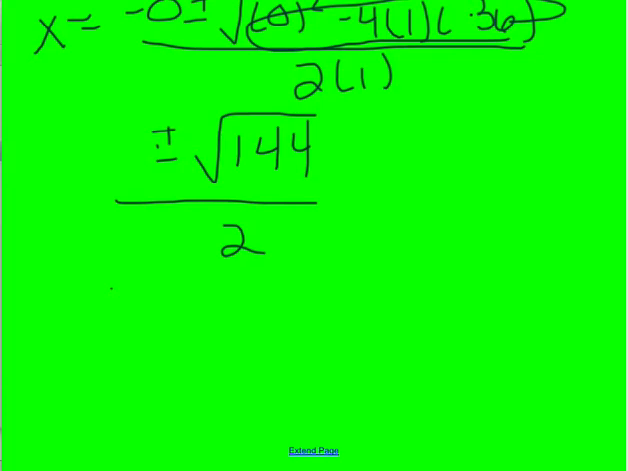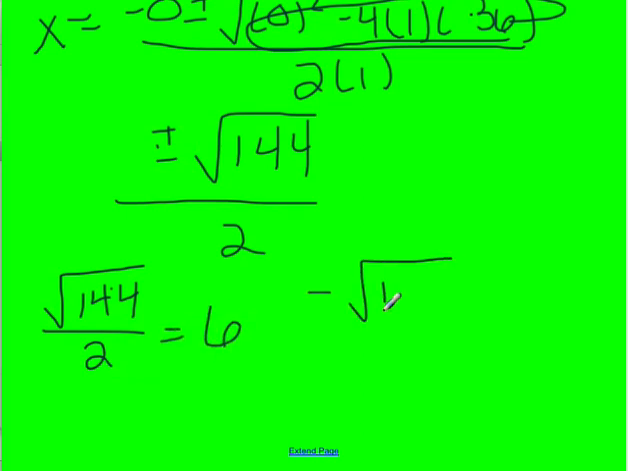So I'm going to do my positive version first. I'm going to do the square root of 144, hit enter to see what the square root of 144 is, and then divide that by 2. And I get 6 as one of my answers. Then I'm going to take the negative version. So I'm going to take the negative square root of 144, then hit enter and divide by 2. And when you do that, you get -6.